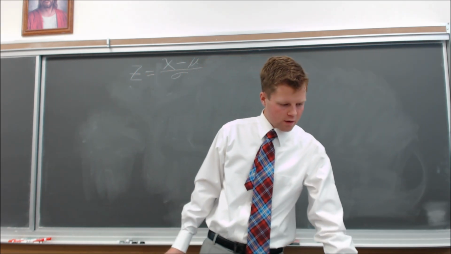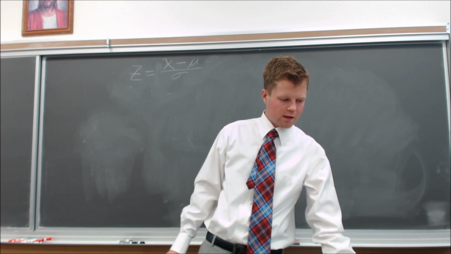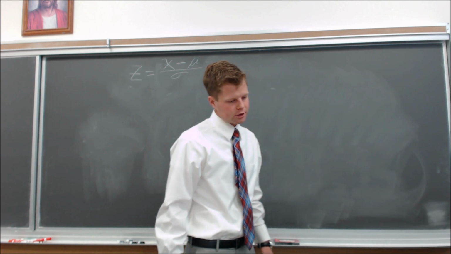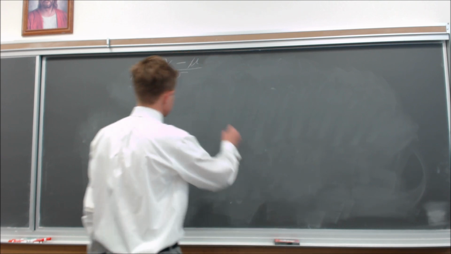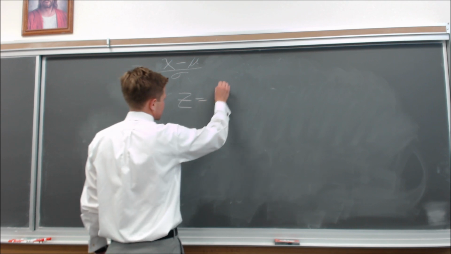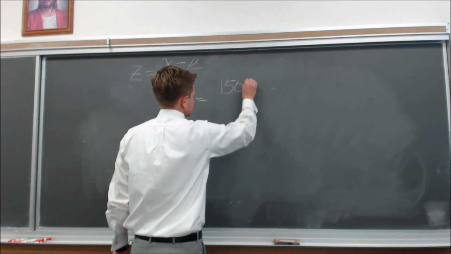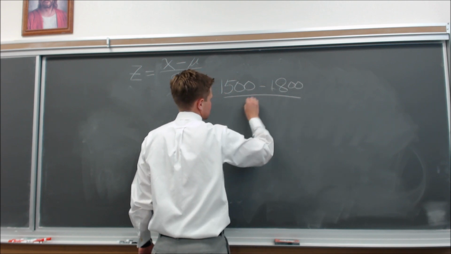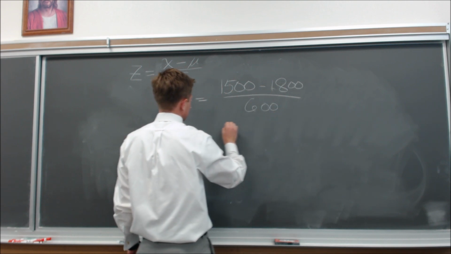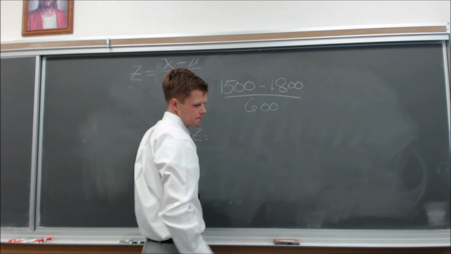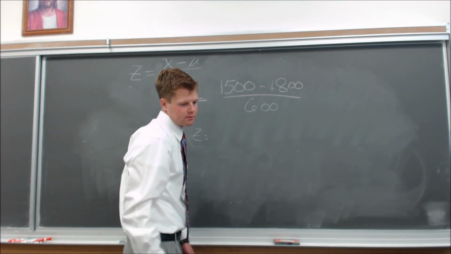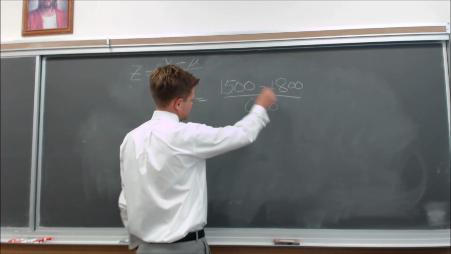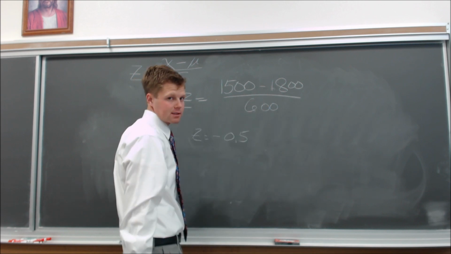Okay, D. What is the probability that a randomly selected particle has a speed that is less than 1,500 meters per second? Okay, so we're going to run a z-score again. Hopefully this is becoming pretty second nature. So 1,500 minus our mean of 1,800, divided by our standard deviation of 600. That gives us a z-score of negative 0.5. Okay, that makes sense. You get negative 300 divided by 600.